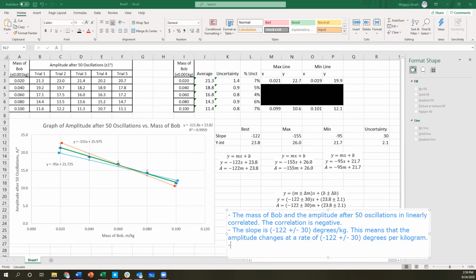The y-intercept, let's do that real quick. The y-intercept is 23.8 plus or minus 2.1, right? And what would the unit of the y-intercept be? It's not kilograms per. Remember, the y-intercept is just a point on the y-axis. And what does y represent? Degrees, amplitude, right? So just capital A. Oh, degrees, yeah. So it's 23.8 plus or minus 2.1 degrees. The y-intercept is whatever the value is when x is equal to 0.